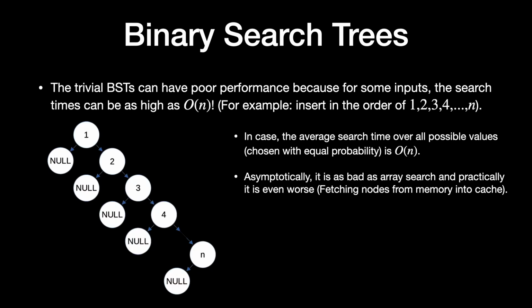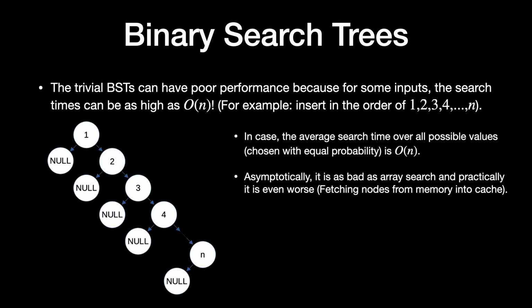Now, I would like to talk about binary search trees. Binary search trees are basically data structures that were formed to optimize insertion, deletion, and search times. Now, if binary search trees are implemented in a trivial manner, that is, if no balancing is done, if no rotations are done, they tend to be very inefficient for certain inputs. For example, if the keys are inserted in the order of 1, 2, 3, 4, all the way up to n, you find the tree that I've drawn on the left.